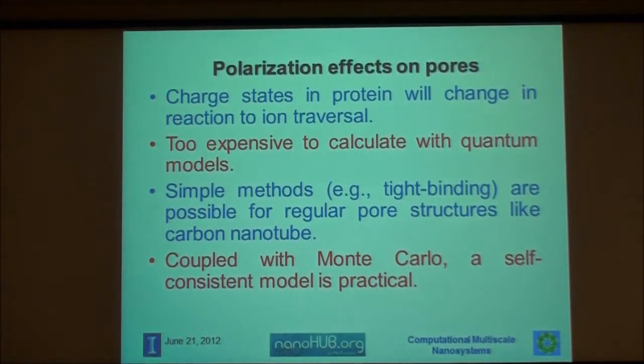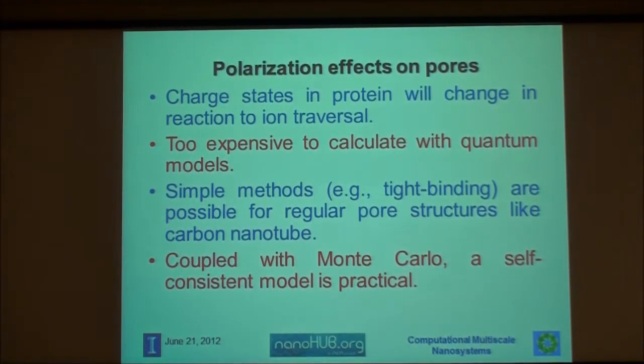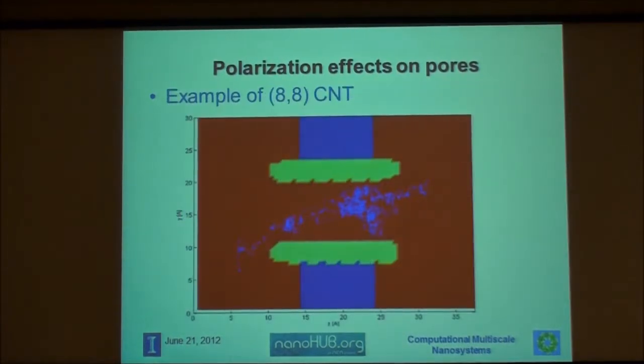Carbon nanotubes are sort of a substitute for an ion channel, right? You could have a membrane where a tube is implanted, and a carbon nanotube has one advantage: it's regular, right? It has a very specific carbon structure, very, very regular, as regular as a crystal. So we can use a simple method, for instance, tight binding, to find the electrostatic behavior, the charge behavior of the electrons in the tube. And that can be coupled. So we did some experiments with that.